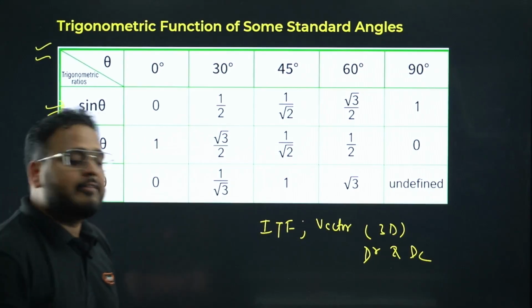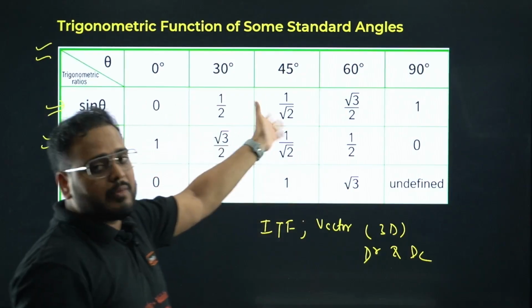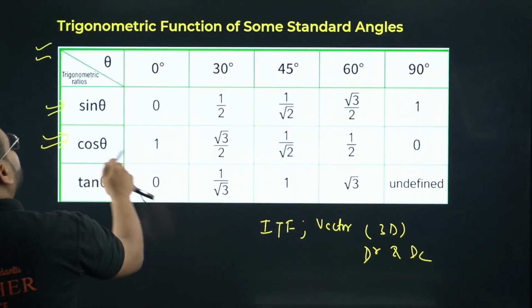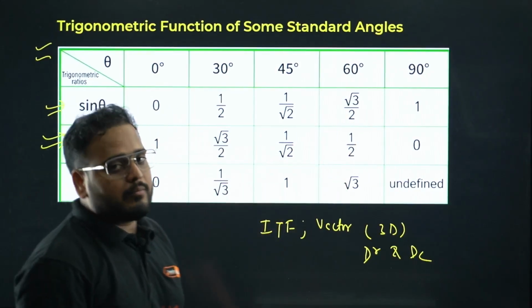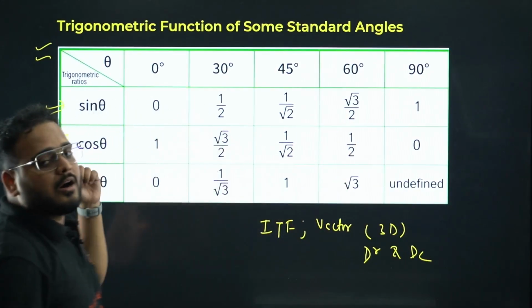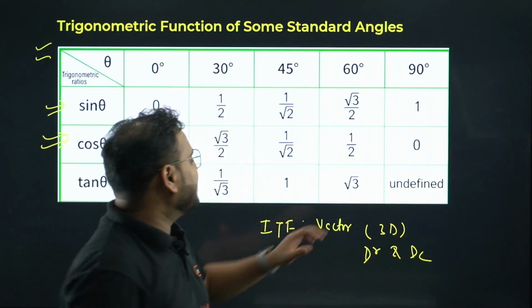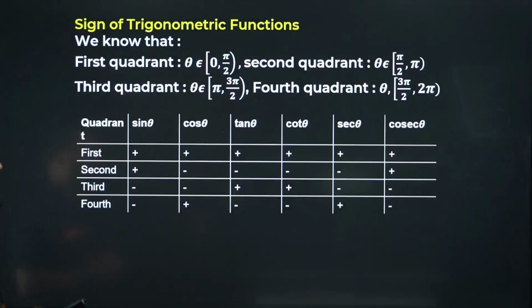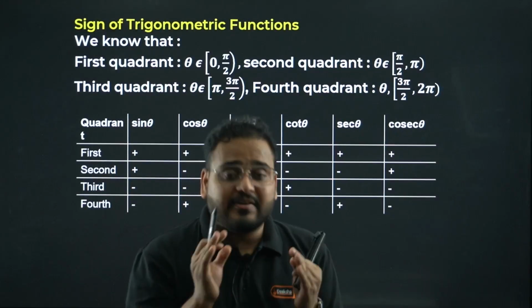Very important. For sin of 0, 30, 45, 60 and 90, the values are 0, 1 by 2, 1 by root 2, root 3 by 2, and 1. Just reverse that for cos, because of the complementary ratio: 1, root 3 by 2, 1 by root 2, 1 by 2 and 0. For tan, the values are 0, 1 by root 3, 1, root 3 and undefined. Please remember this table, highly important. I know you already know it, but my job is to explain everything that is relevant for all of you.